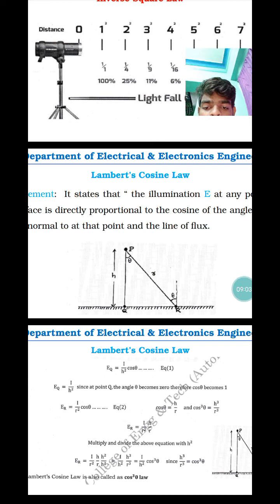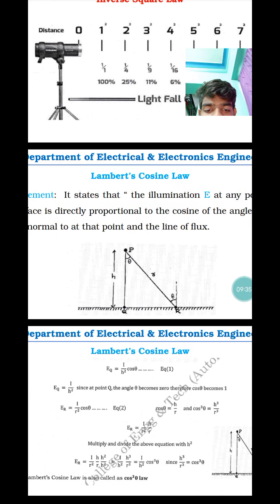Then E suffix Q is equal to 1 by h squared, at point Q. The angle theta becomes 0. Therefore, cos theta becomes 1. E suffix R is equal to 1 by r squared cos theta. It is considered as equation 2. Here, cos theta is equal to h by r, that is nothing but h by r. Then cos squared theta is equal to h cubed by r cubed.